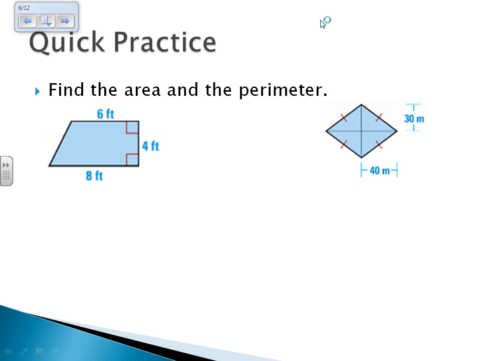Really quickly, the areas are really easy. The perimeters are a bit more difficult.